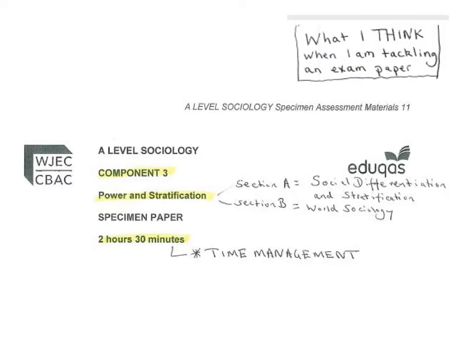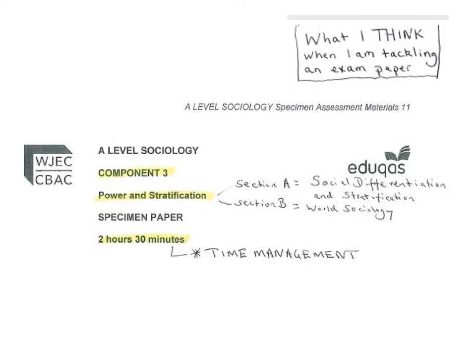Let's start by looking at the front cover of this exam, so we can see that this is the third and final component, and that the title of this paper is Power and Stratification. What you need to know is that this paper has two sections. Section A is on social differentiation and stratification, so that's the work that we've done on social inequality within the UK, and then section B is the section looking at world sociology. This paper is 2.5 hours long, and it accounts for 40% of your final A-level grade.